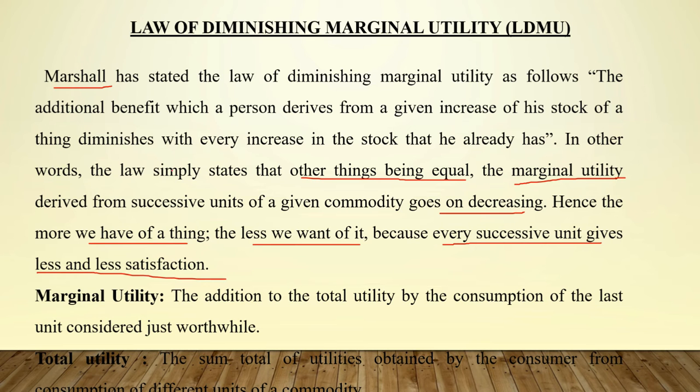The law of diminishing marginal utility is given by Marshall. Marginal utility is the difference between the total utility of the succeeding unit and the total utility of the preceding unit. Total utility is the sum of the utilities obtained by the consumer from different units of the commodity.